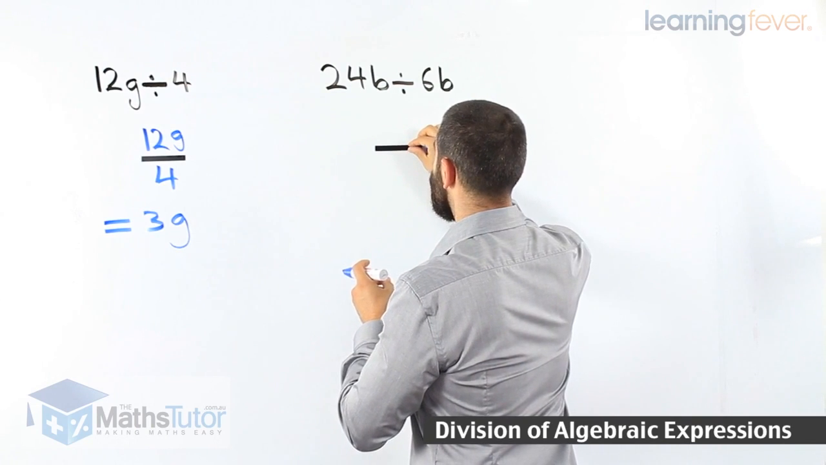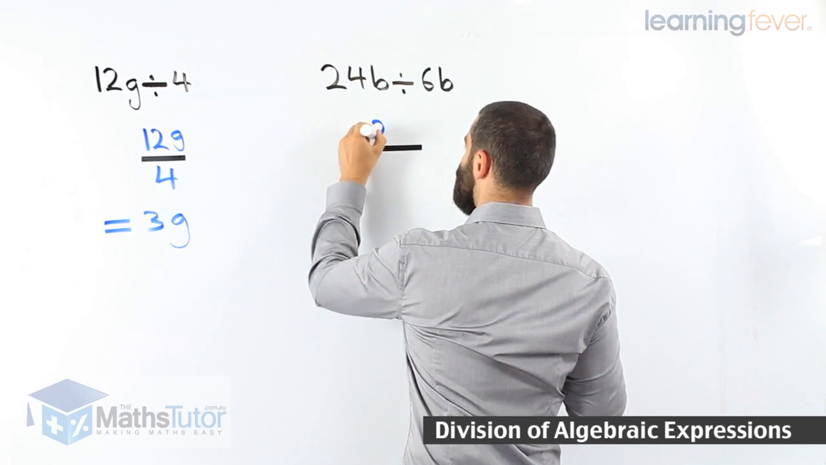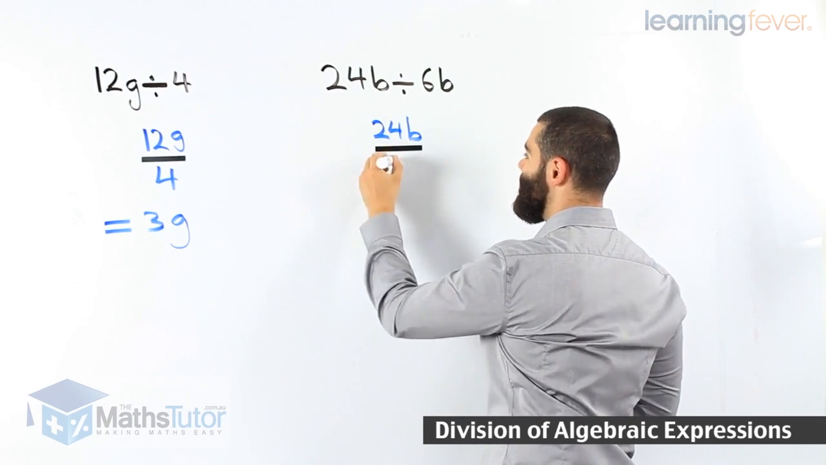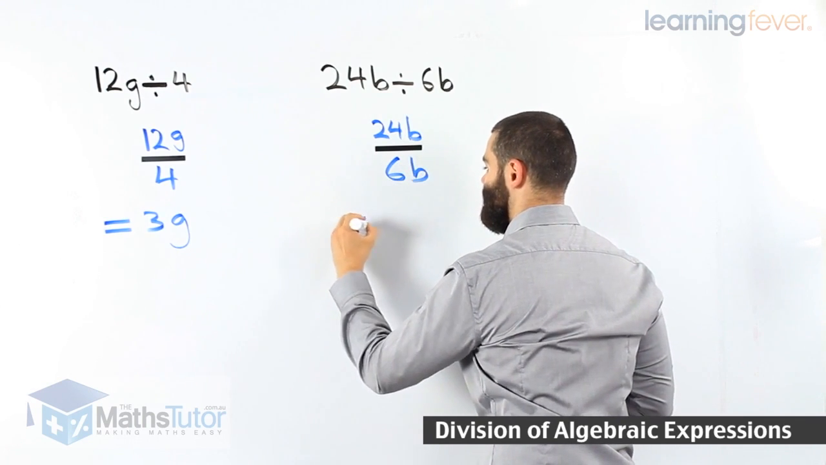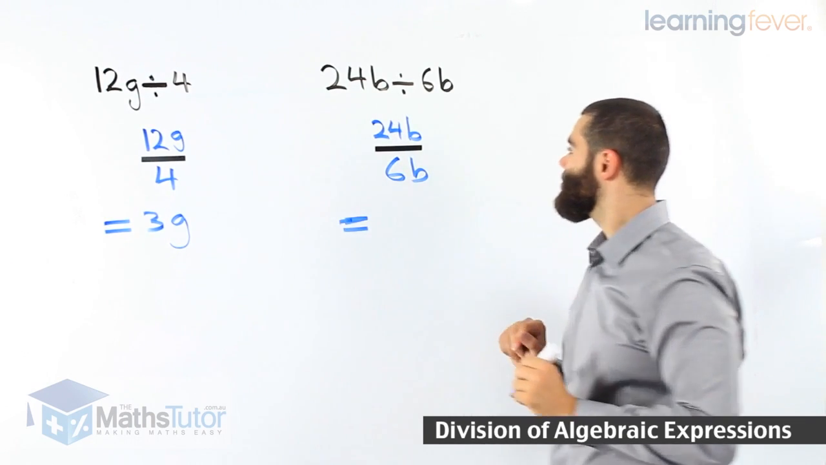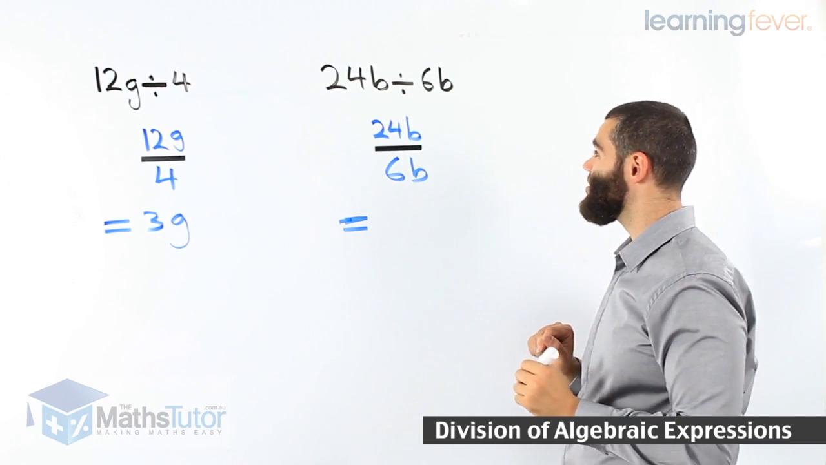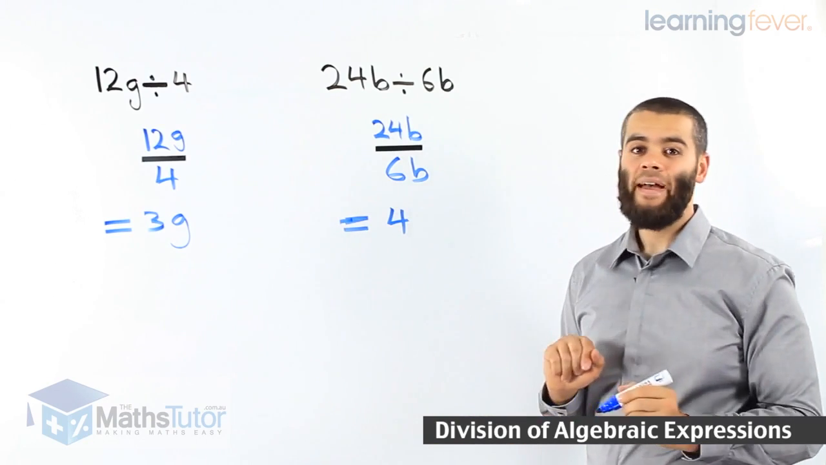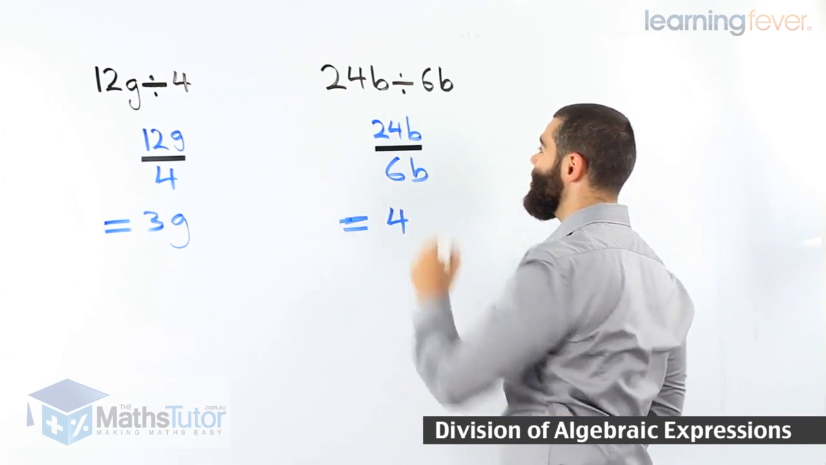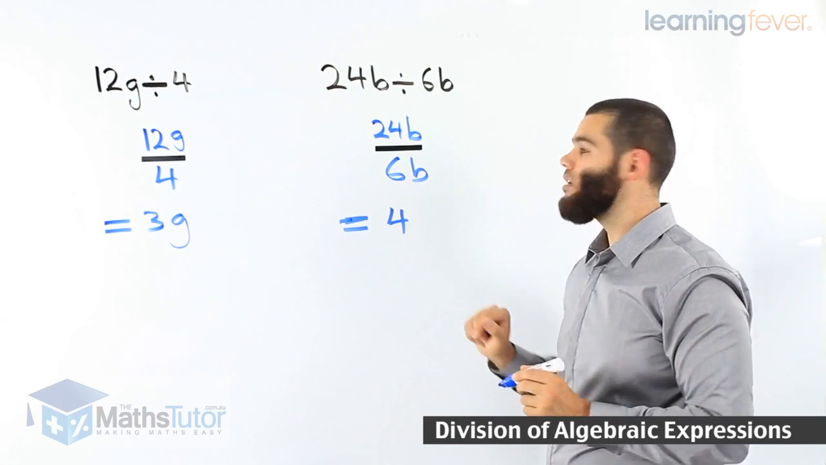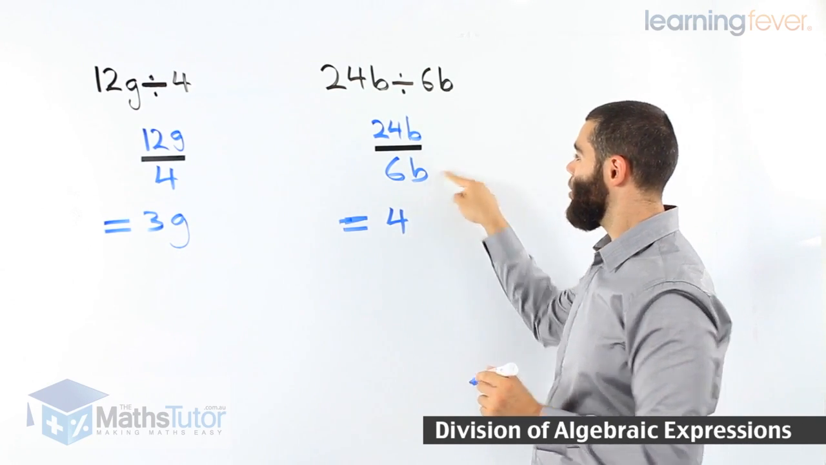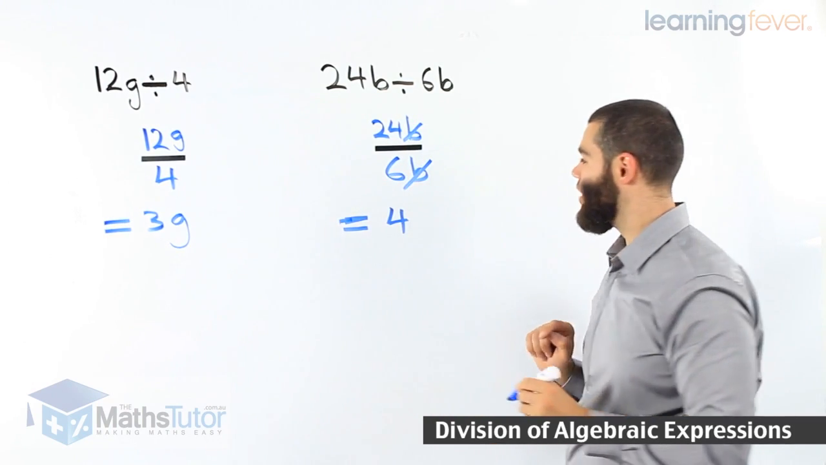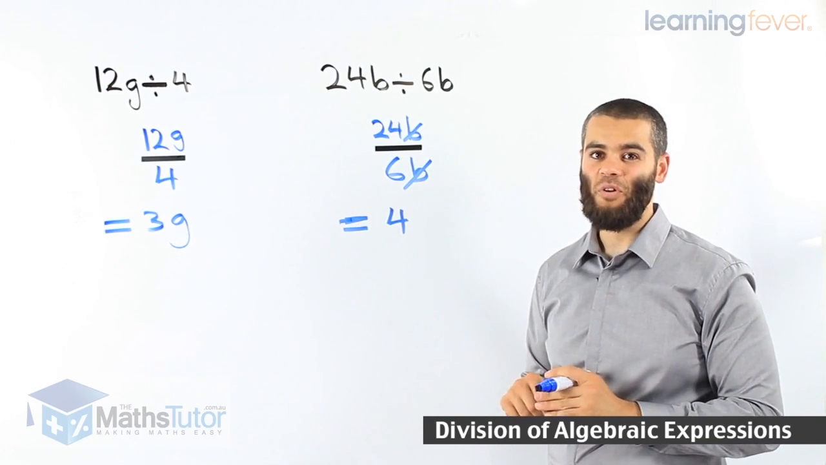We put our fraction bar. 24b is our numerator. Divide is our fraction bar. 6b. Okay, so 24b divided by 6b. 24 divided by 6 is 4. And of course we learnt that we have a b in the numerator and a b in the denominator, on top, on bottom, and of course, see you later, they cancel out. So 24 divided by 6, our answer is 4.